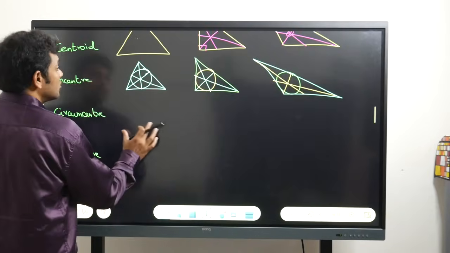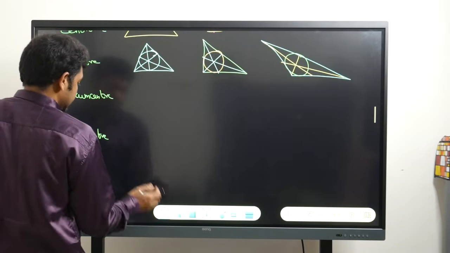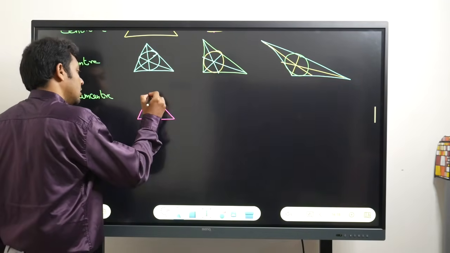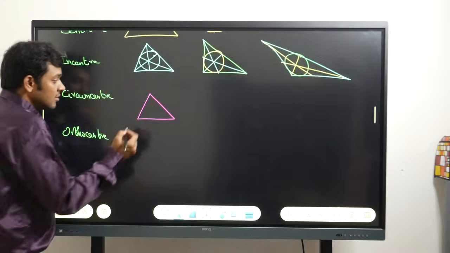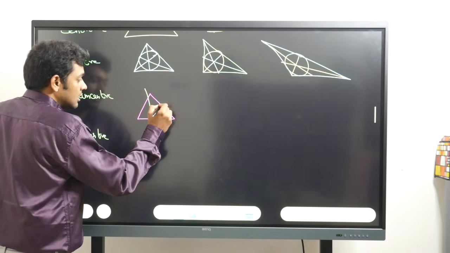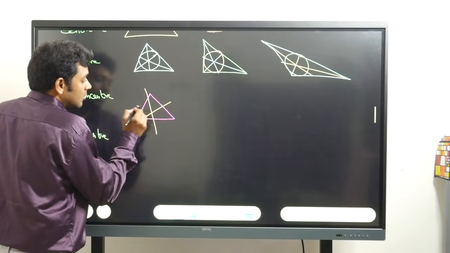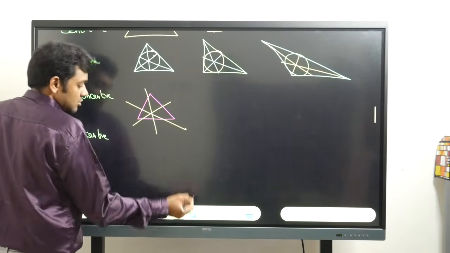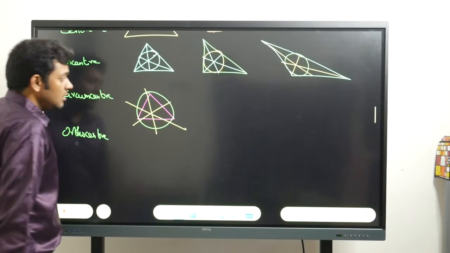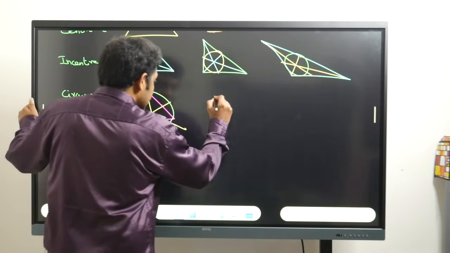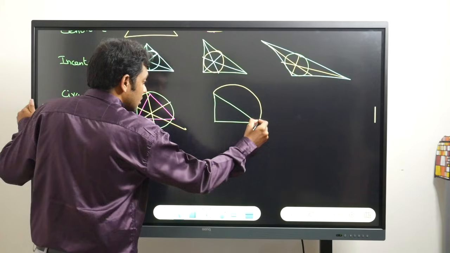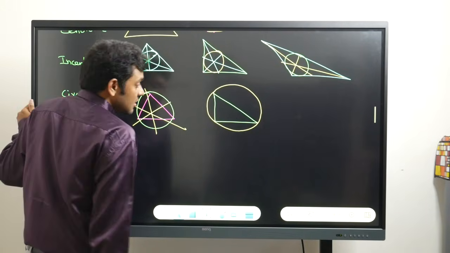Now, what happens to circumcentre and orthocentre? If I am taking an acute angle triangle, the circumcentre is the intersection of the perpendicular bisectors. You bisect this, take the midpoint, you bisect this, take the midpoint, and you bisect this. So with this you draw a circle. That's my circle. For a right angle triangle, same thing goes. If you draw the circumcircle, where will the center be?